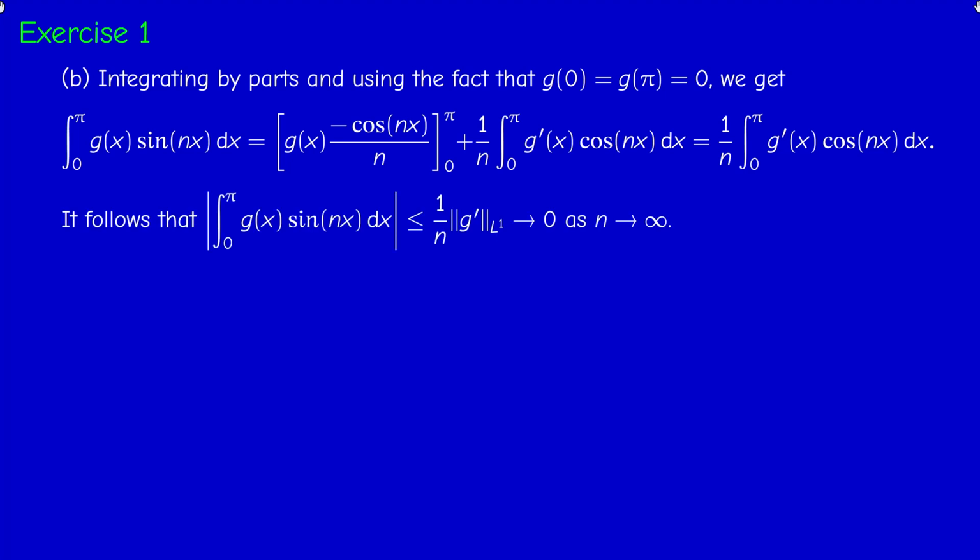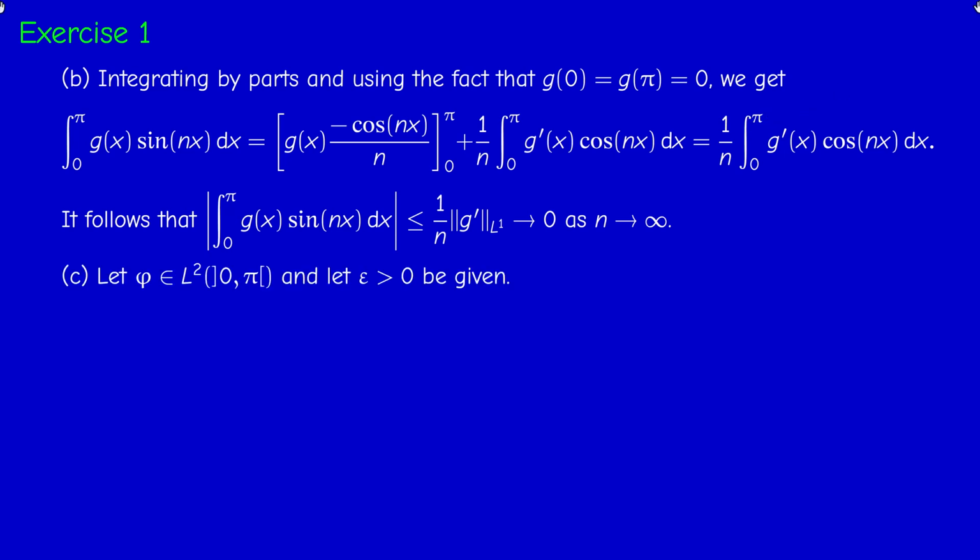Therefore, when we take the absolute value, this integral is less than the integral of the absolute value. Now, the absolute value of cosine is less than 1, and the integral from 0 to pi of the absolute value of g prime is of course the L1 norm of g prime. So it's a constant actually. So the absolute value of this term is less than 1 over n times a constant, and therefore it tends to 0 as n tends to infinity. So this proves part B.